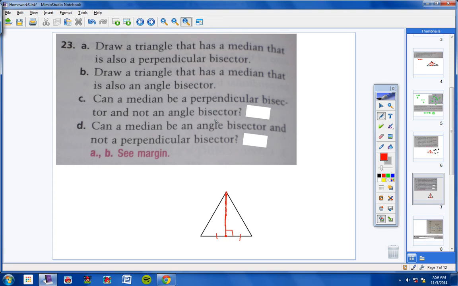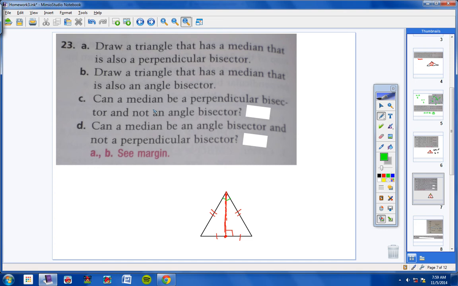Okay, letter B, draw a triangle that has a median that is also an angle bisector, right here. Same thing. An isosceles triangle will do it every time, okay? So this line here is a median, it hits the midpoint here, but it also cuts this angle up here in half. So right here's an example of letter B, okay?